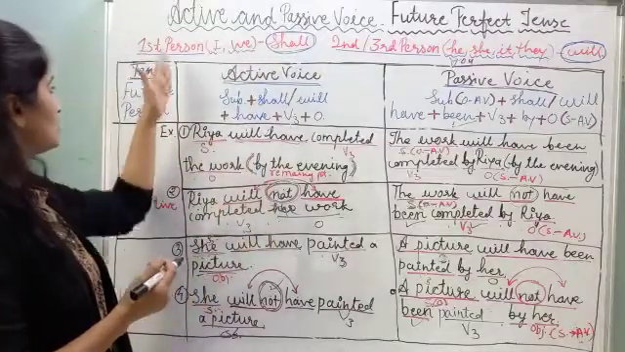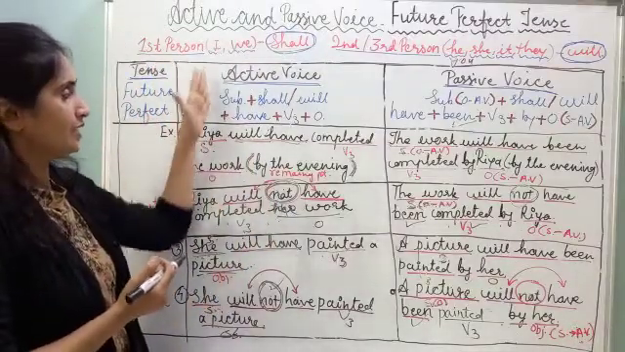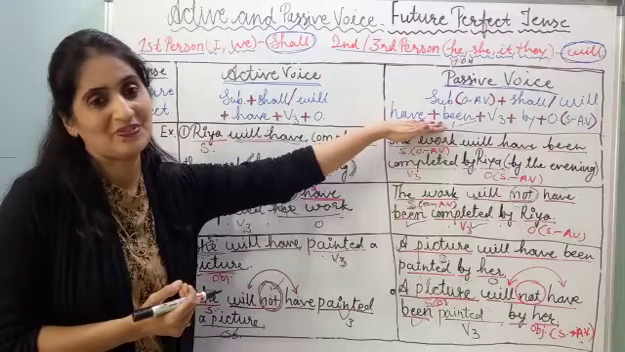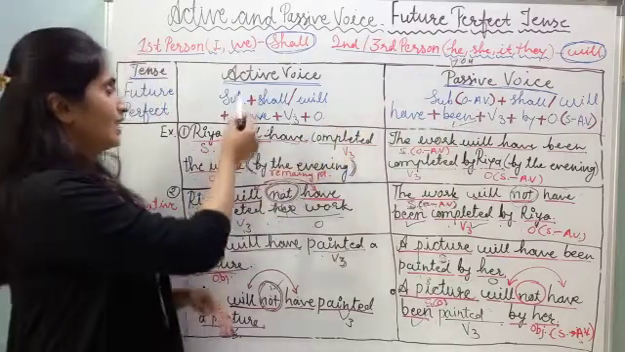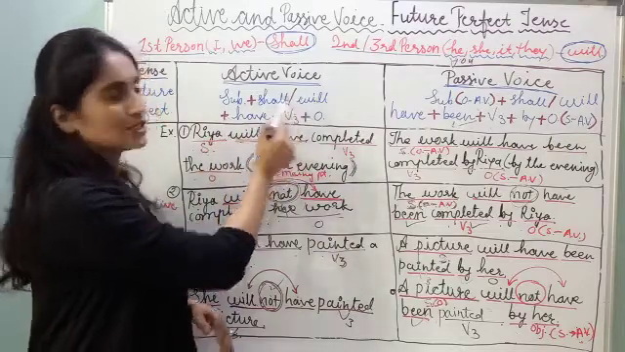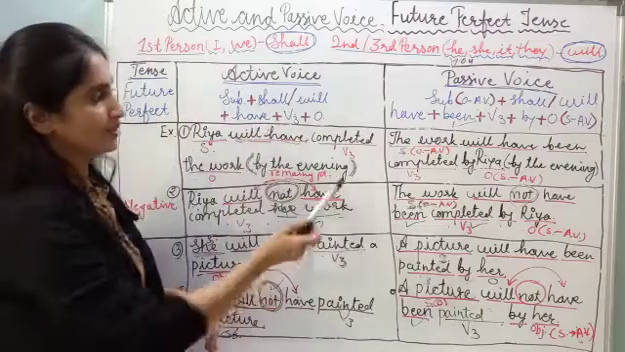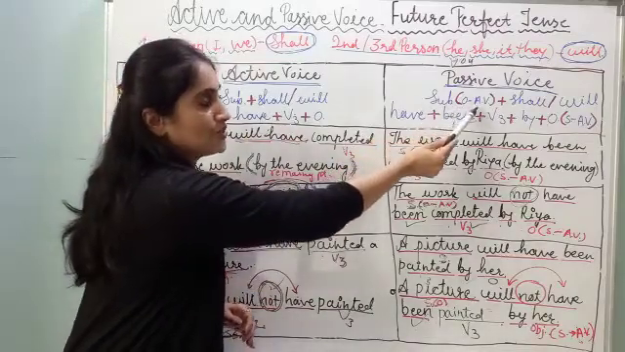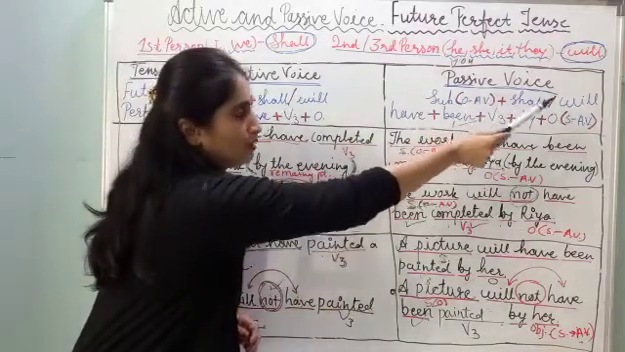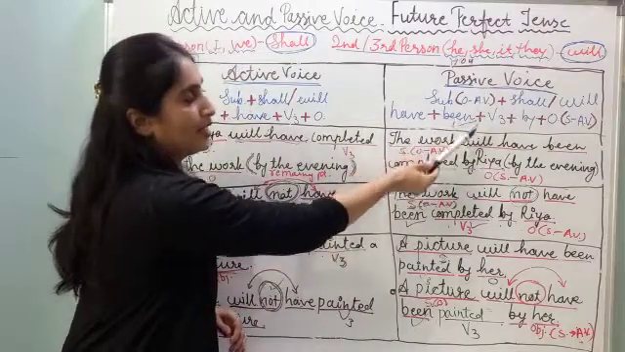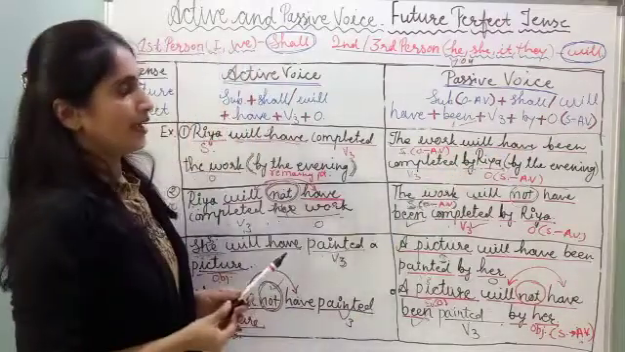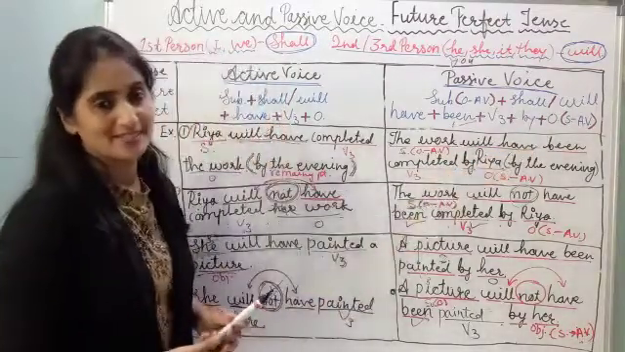As usual, I have written here the tense future perfect. Then in active voice there is the structure and in passive voice also there is the structure of it. Let us see the structure. See, active voice: subject plus shall or will plus have plus V3 plus object. For passive voice, the structure is subject, in bracket I have written object in active voice, plus shall or will, then have, plus been, plus V3, plus by, plus object. Here again I have written in bracket subject in active voice.